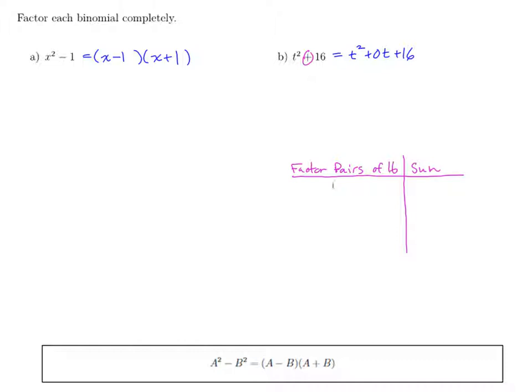So if we take 1 and 16, we're going to get a positive sum. If we take 2 and 8, we'll get a positive sum, and that will be positive 10. If we take 4 and 4, we're going to get a positive 8. If we try all the negatives, we just get negative sums. So what we see here is that this expression is prime. T squared plus 16 cannot be factored.